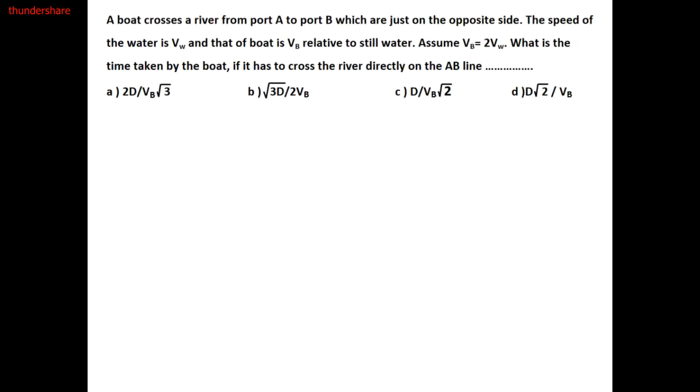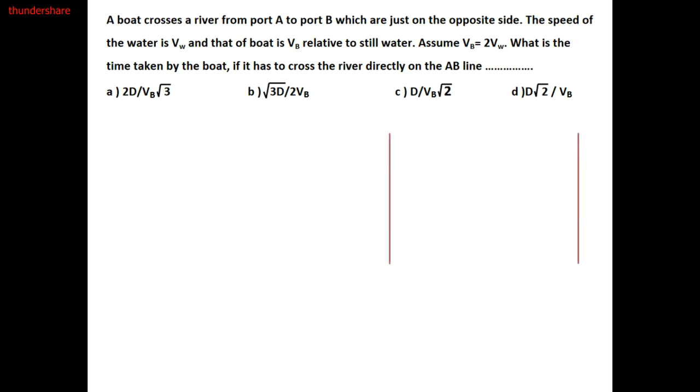A boat crosses a river from port A to port B, which are just on the opposite side. The speed of the water is Vw, and that of the boat is Vb relative to still water. Assume that the velocity of B equals twice the velocity of W. What is the time taken by the boat if it has to cross the river directly on the AB line? And please pay attention to the word directly.